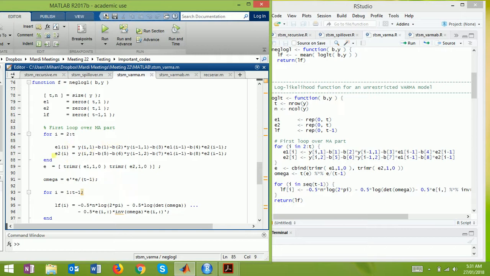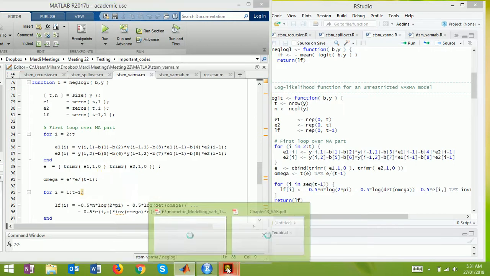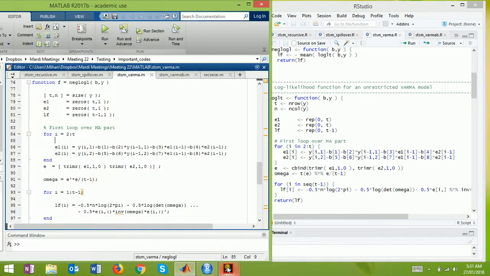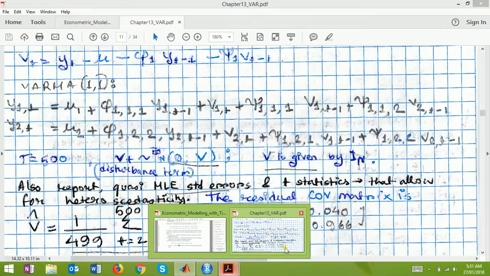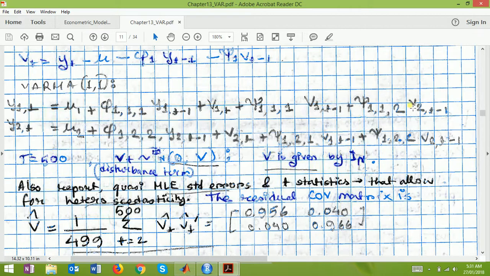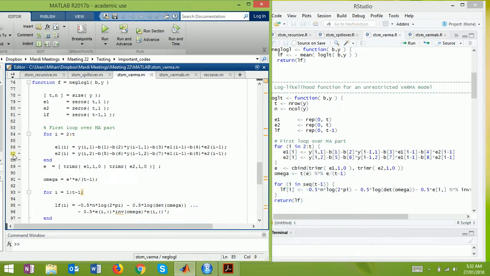The first loop will happen over 2 to t. So E1, first residual E1y. So first, just like any system of equations or any regular equations, we'll start with estimating the structural residual. As we can see, we have two residuals here, E1 and E2.